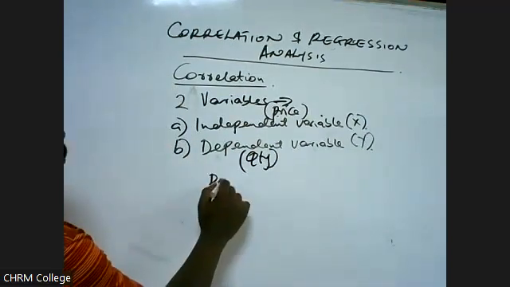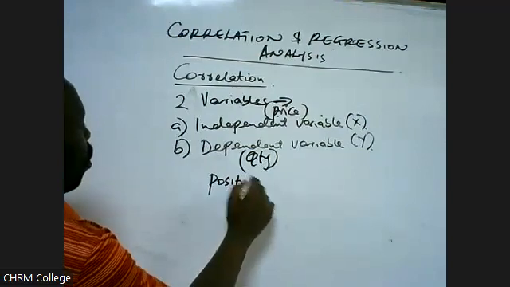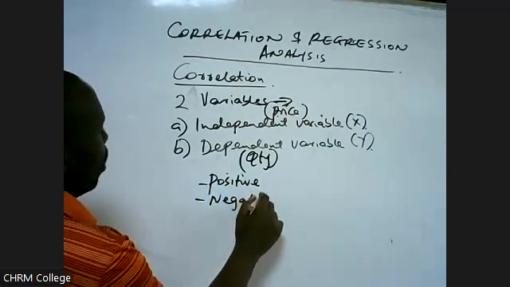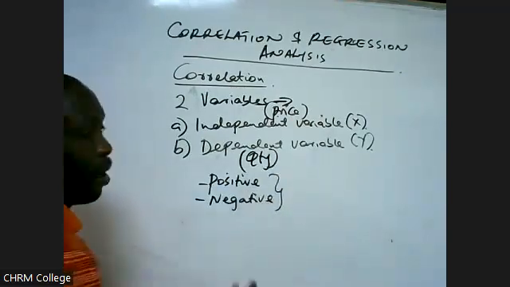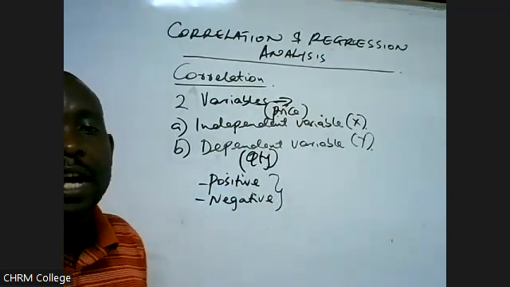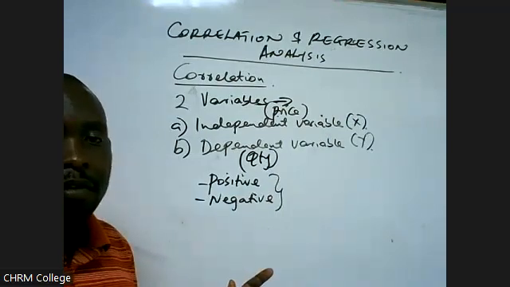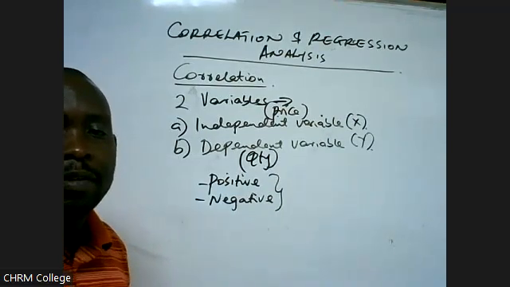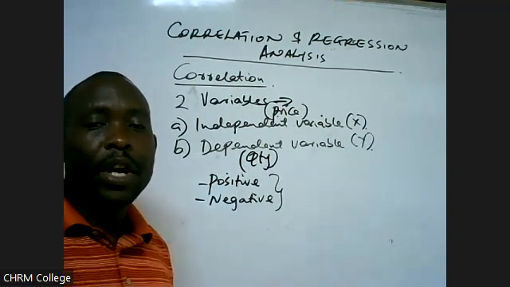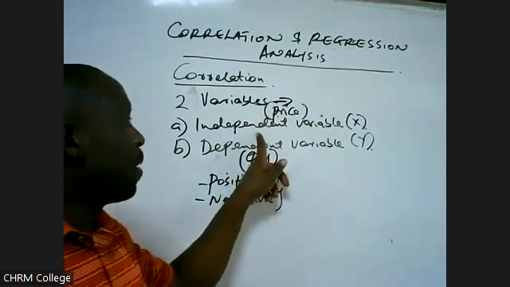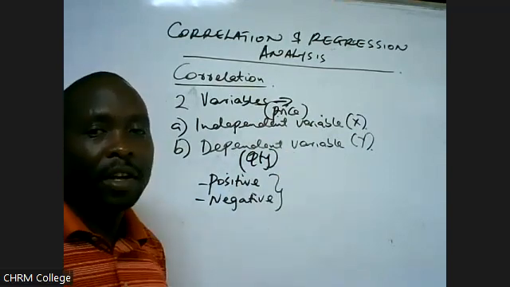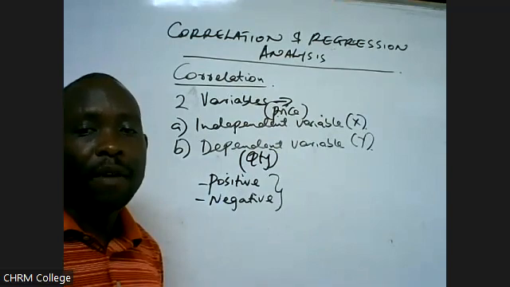Correlation can either be positive or it can be negative. That is from the general outlook. A positive correlation exists where an increase in the independent variable will result in an increase in the dependent variable.